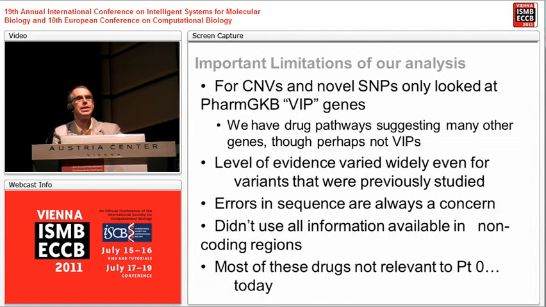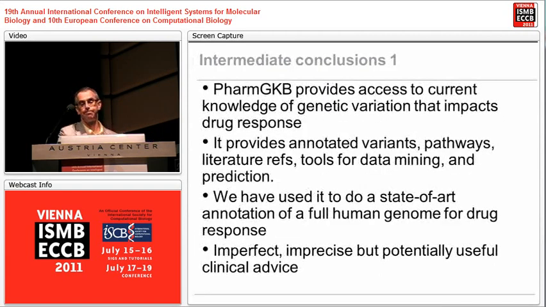So obviously there are limitations to this analysis. We only looked at the VIP genes for many of the variations because those are the only ones we knew how to interpret. So there's a huge opportunity for systems views of pharmacology, which I'm a big fan of. As I pointed out, the level of evidence for many of these clinical inferences was low. We are always worried about errors in sequence. We didn't look at non-coding regions at all, and right now the patient has no diseases and is not taking any drugs, so this is all looking towards the future.